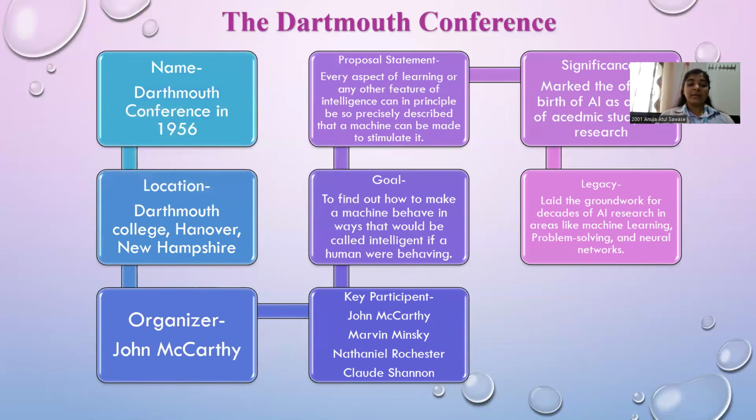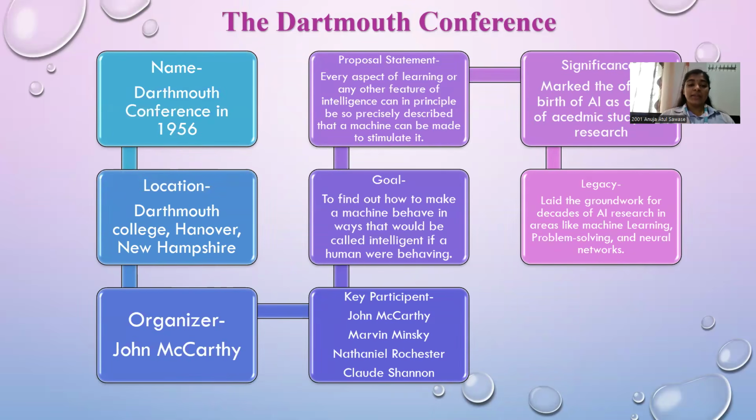They named it the Dartmouth Conference in 1956. This is the slide for the Dartmouth Conference. The proposal statement is: every aspect of learning or any other feature of intelligence can in principle be so precisely described that a machine can be made to simulate it. Its significance is that it marked the birth of AI in academic studies and research.